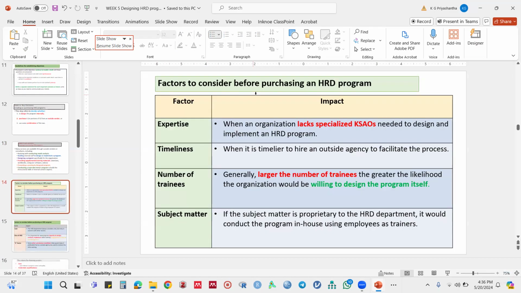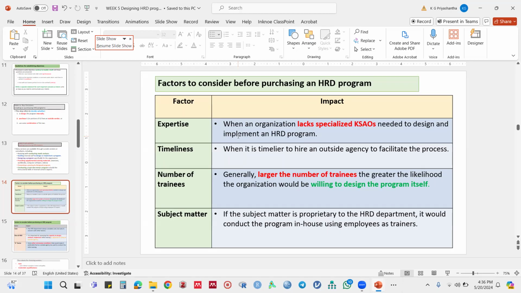Then factors to consider before purchasing an HRD program, right? Whether you purchase or design your own training and development HRD program is determined by these factors. Expertise. For example, if you don't have the expertise in that area, obviously you have to purchase an HRD program. Timelines. When it is timelier to hire an outside agency to facilitate the process, right?